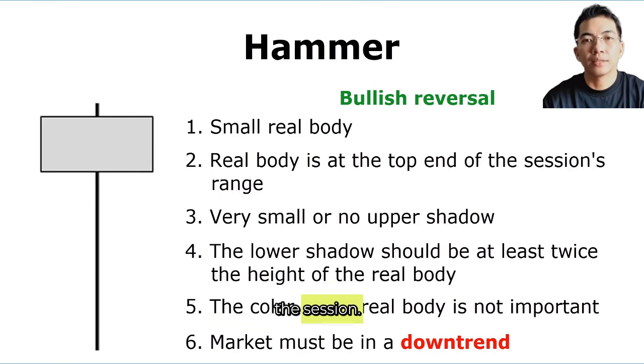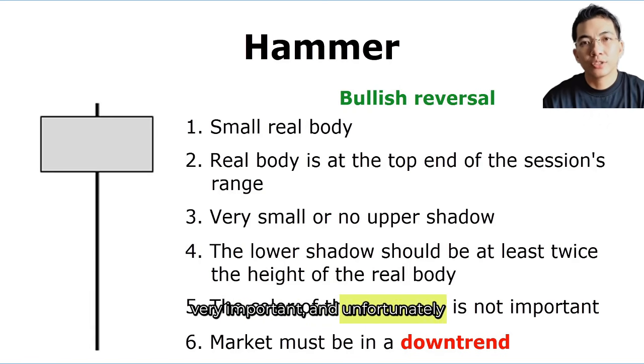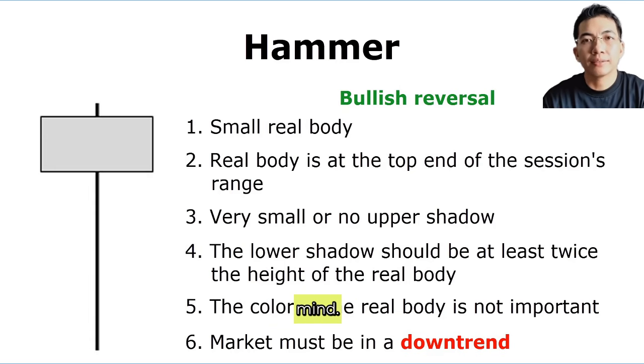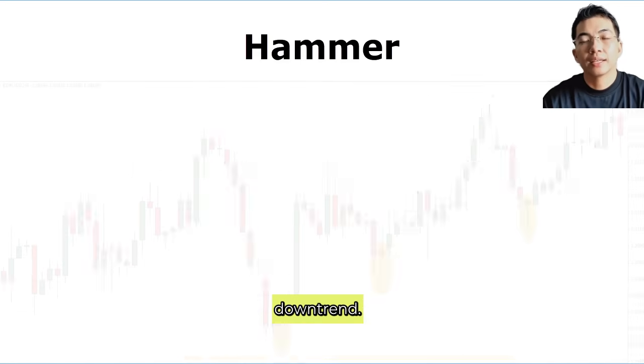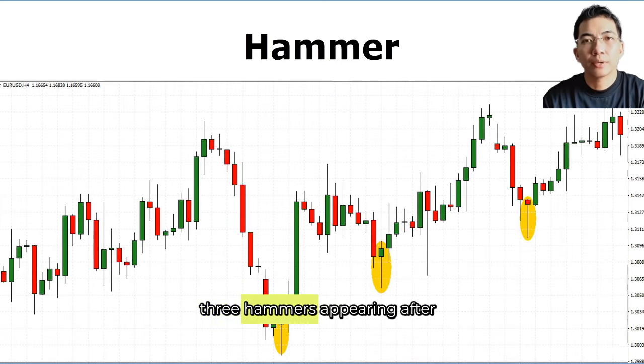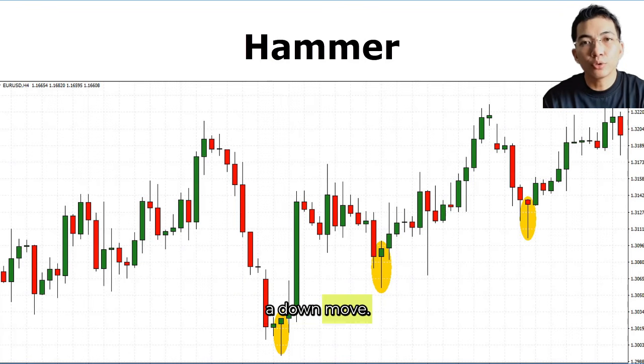Now, the last condition is very important and unfortunately often forgotten, so always keep it in mind. The hammer is a very strong reversal signal when it appears in a falling market, when there is a clear downtrend. Here you can see 3 hammers appearing after a down move.